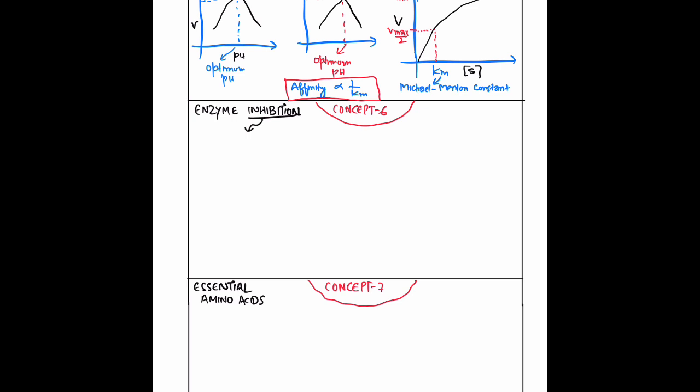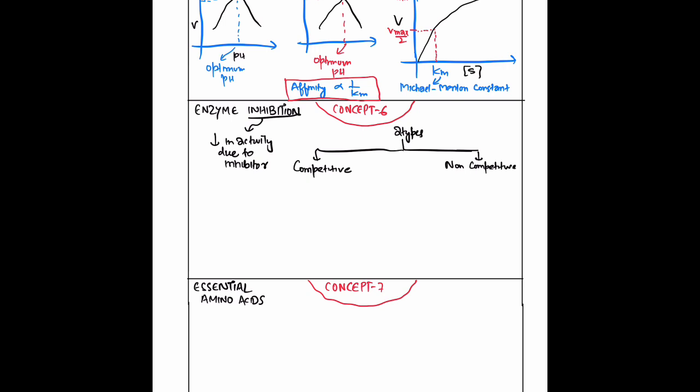Then another topic is about enzyme inhibition. Enzyme inhibition is decrease in activity of enzyme due to presence of substance called inhibitor. Now we have two types of enzyme inhibition. We have a type called competitive inhibition. We have another type called non-competitive inhibition, which is usually irreversible.